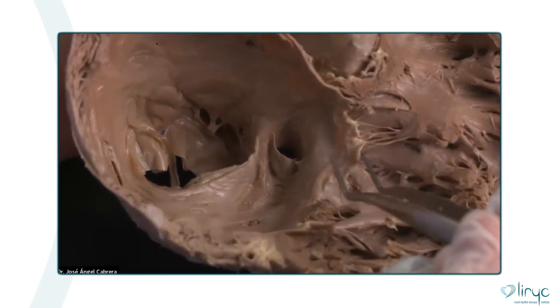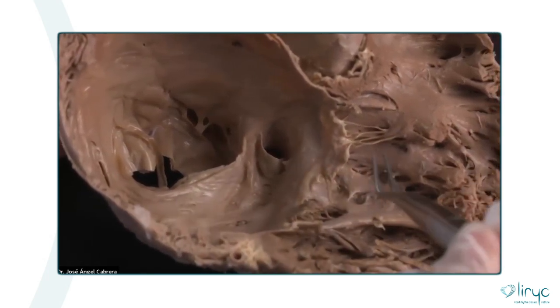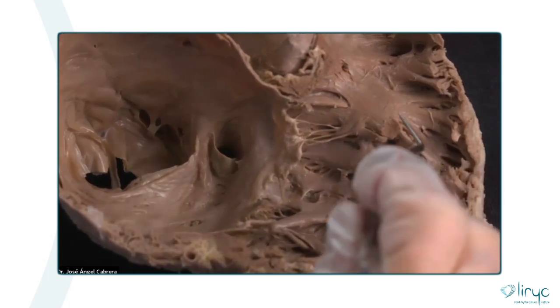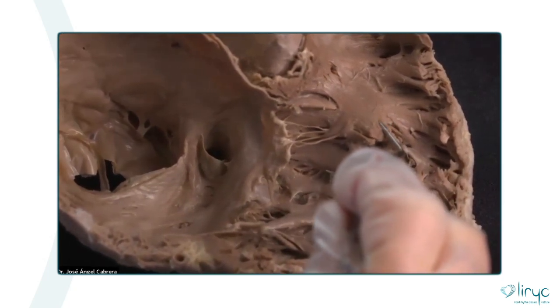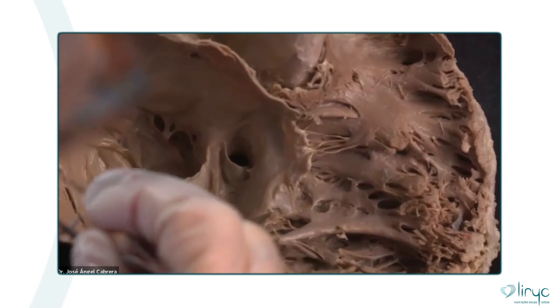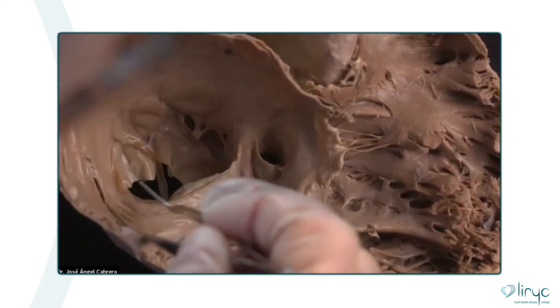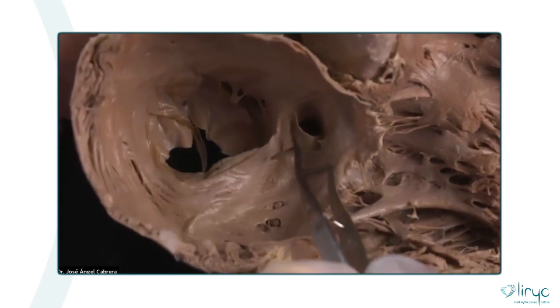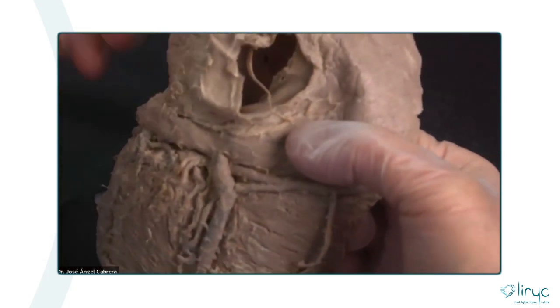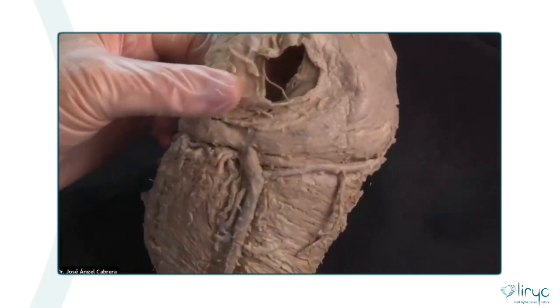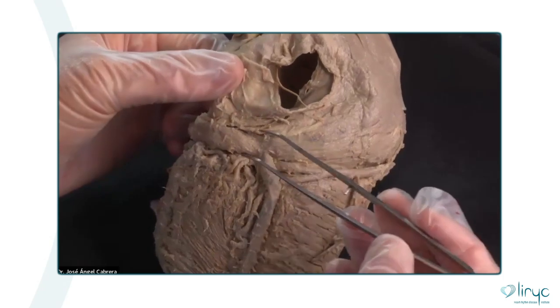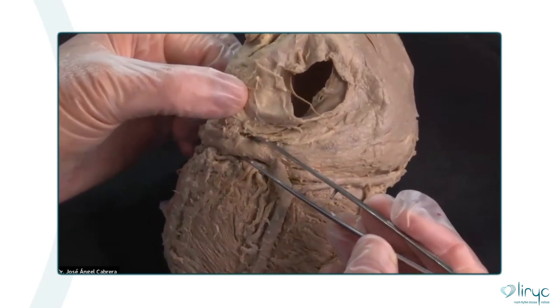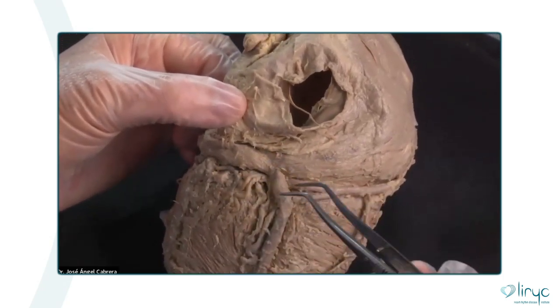This is the septal leaflet of the tricuspid valve. You can see the tendinous cord and the papillary muscle, and pectinating muscle here, and all this area in the base of the heart. If you go here, this is the base of the heart. Note my finger here. You can see that this is the coronary sinus.